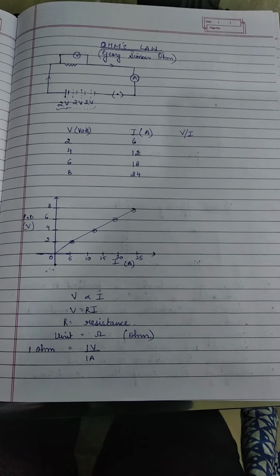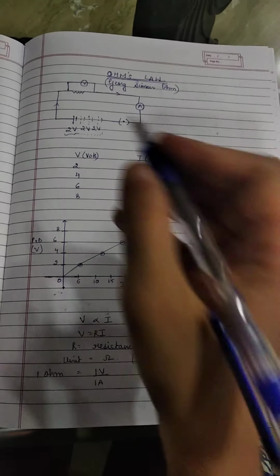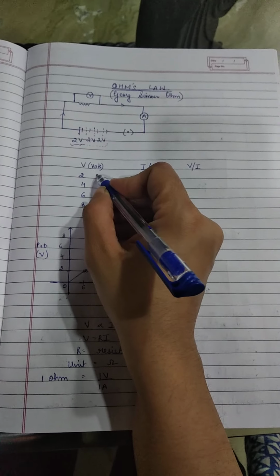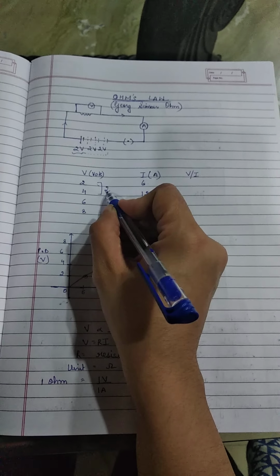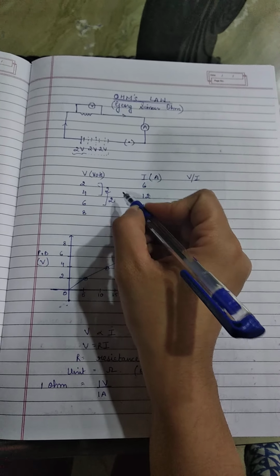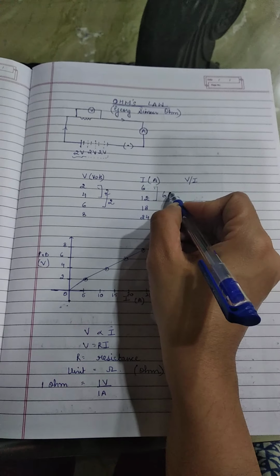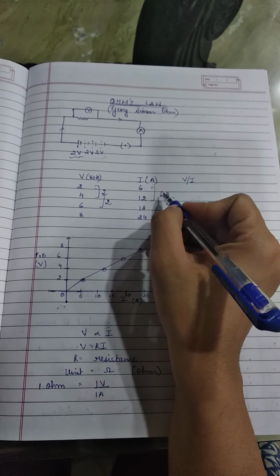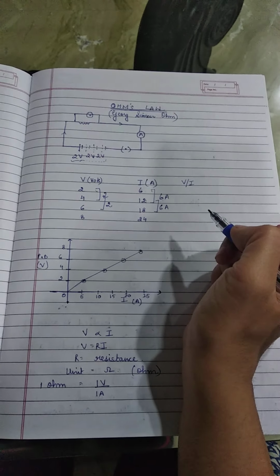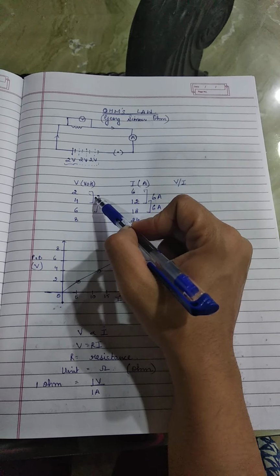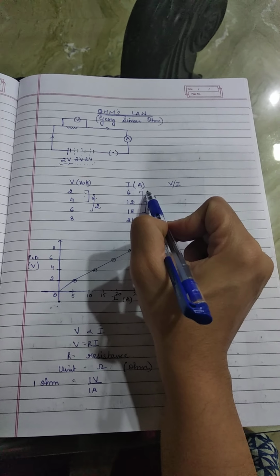So what do we observe in this case? First and foremost, when we increase the potential difference by 2 volts, there is a proportional increase in current. That is, the current here increases by 6 amperes. Likewise, from 12 to 18, this again increases by 6 amperes. So with the proportional increase in the potential difference, there is a proportional increase in the electric current.